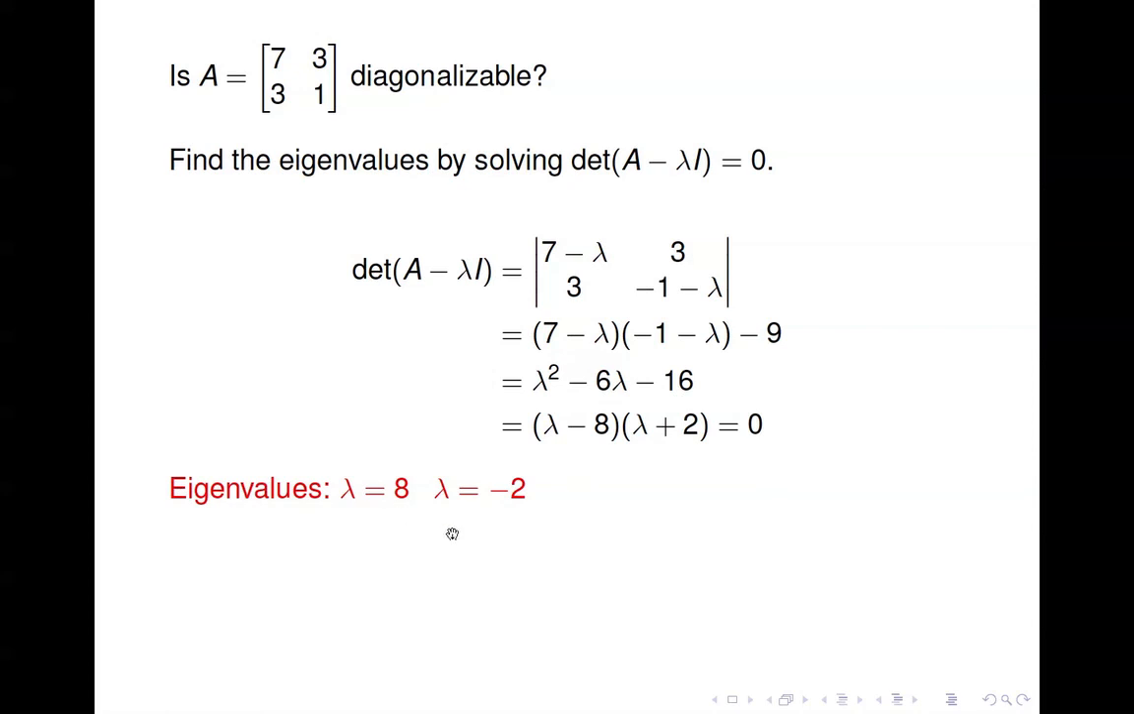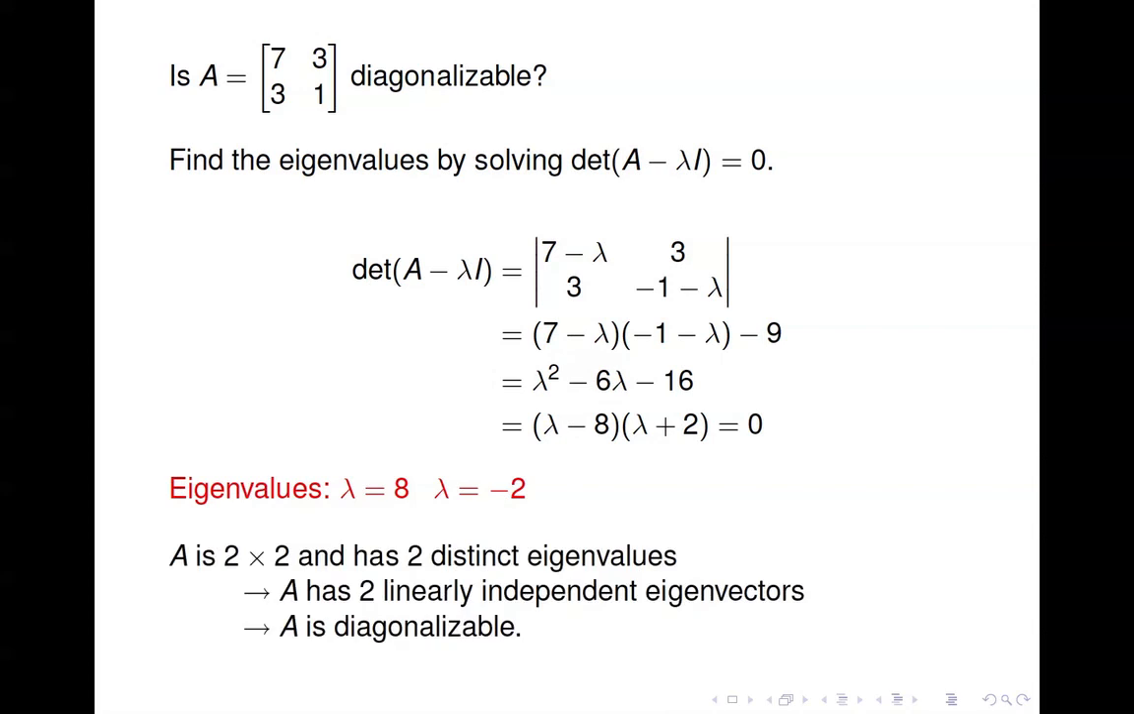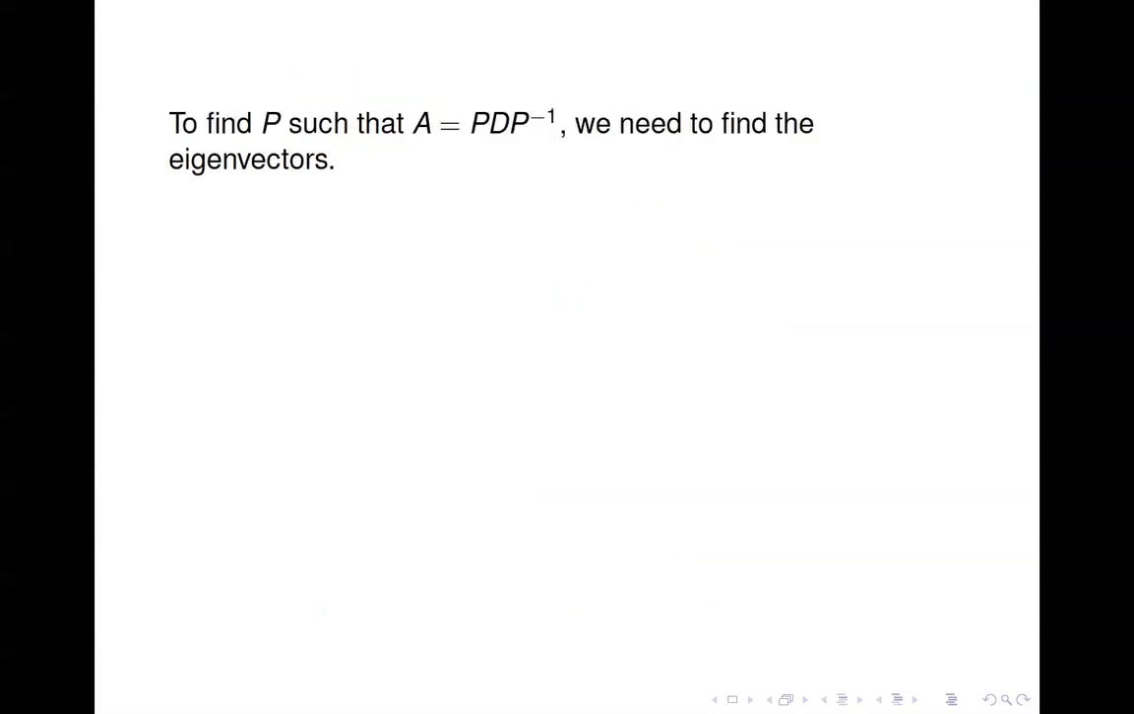Now, at this point, we know that A is diagonalizable because A has two distinct eigenvalues. It's a 2 by 2 matrix, and it has two distinct eigenvalues. Eigenvectors that come from distinct eigenvalues are guaranteed to be linearly independent, and therefore A is diagonalizable. Now, to find P, we have to compute the eigenvectors. We already know what D is. D is a diagonal matrix with the eigenvalues on the diagonal.